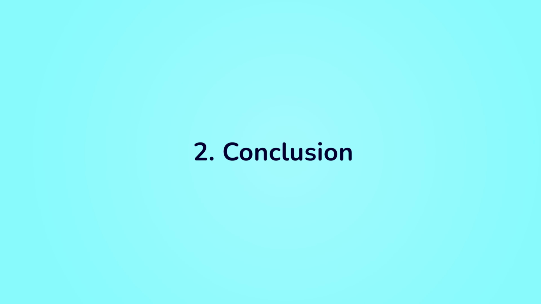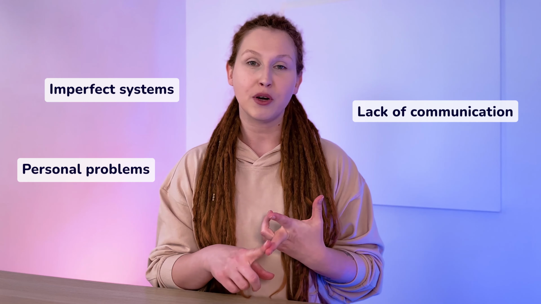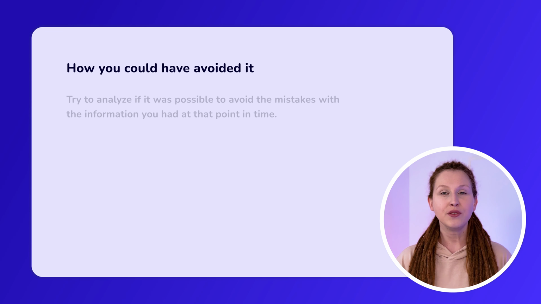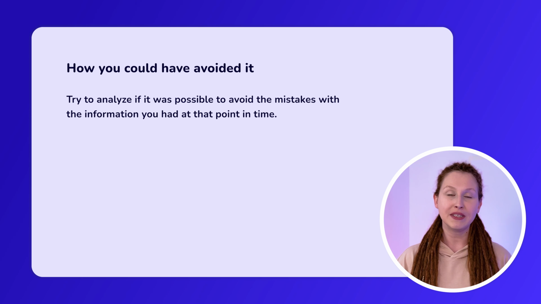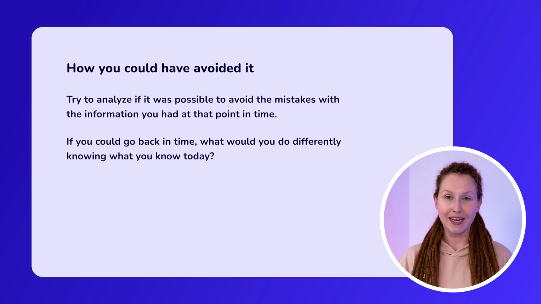Step 2, conclusion. What was the root cause of the problem? Identify why the mistakes happened in the first place: imperfect systems, lack of communication, some personal problems of the team members, maybe lack of skills. Then move forward to talking about how you could avoid it. Try to analyze if it was possible to avoid the mistakes with the information that you had at this point in time. If you could go back in time, what would you do differently knowing what you know today?